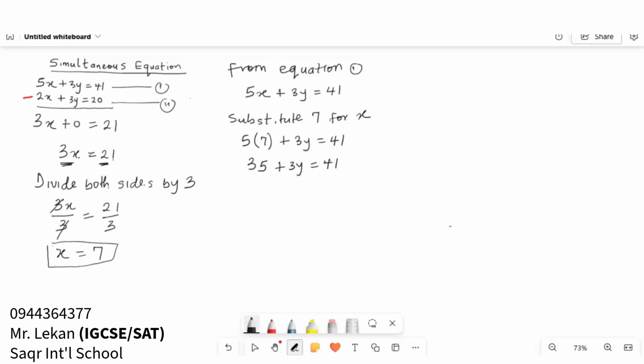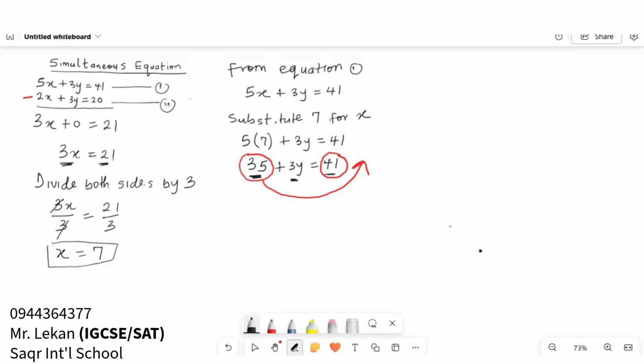Now, as you can see, there is no y right here. There is y here. There is no y here. If you check very well, that means this 35 and this 41 belong to the same family. Both of them belong to the same family, so they have to stay together. This y needs to stay separate as well. That means I will move this one to the other side right here. We call that collecting the like terms.